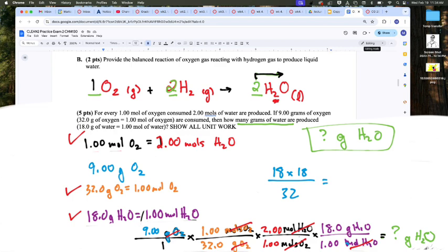A couple people have calculators. What number does it spit out? 10.125. It didn't spit out any units? No, because calculators don't spit out units. That's why you did the unit process, so that you know what unit it gets tied to it. What unit is tied to it? Grams of H2O.